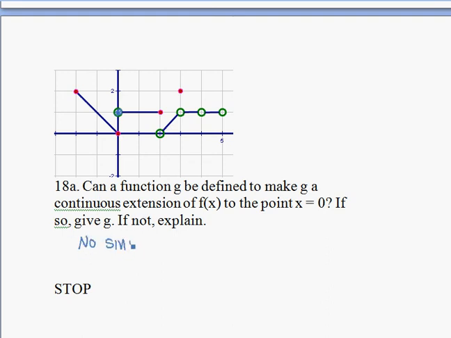Since the limit does not exist at x equals 0. And that's it for continuity. Pretty straightforward concept. As long as you understand function values and limits, you're all set.